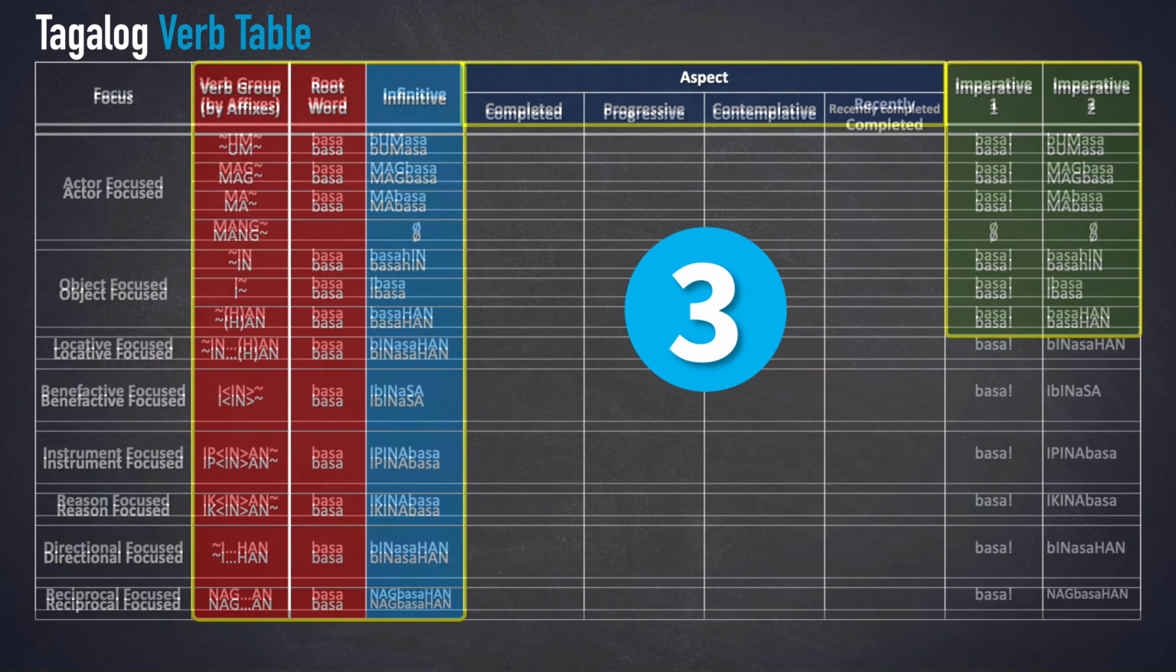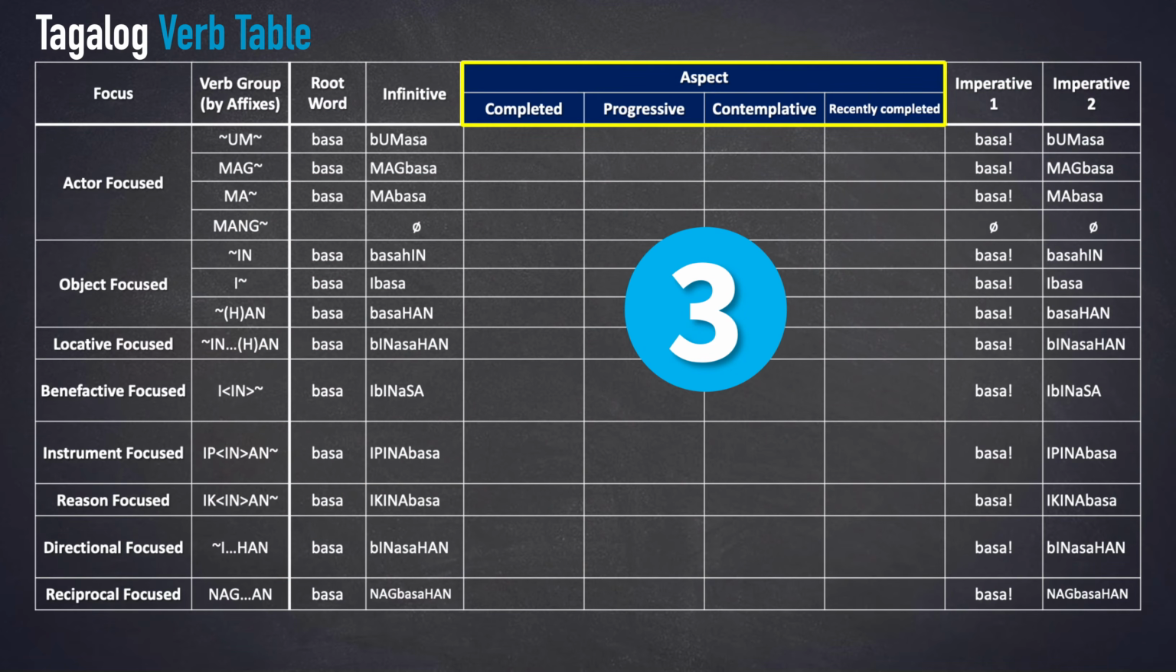With the root word and its combination of affixes, the infinitive form is created, and so too are the imperative forms. The third thing I want you to remember is that Tagalog verbs are conjugated according to what are called aspects and not tenses. I know I used the term tenses in a previous video. Remember this one?